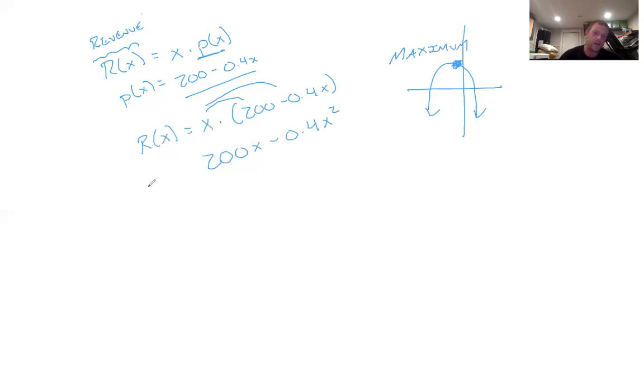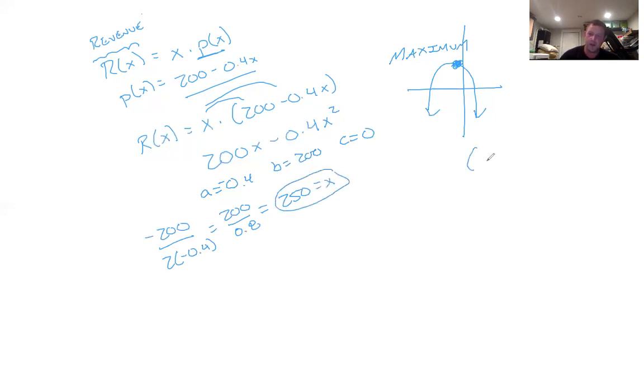So again, negative b divided by 2a. A is going to be negative 0.4. B is 200. C, nothing. So negative b, negative 200, divided by 2 times a. Negatives cross off, so it's 200 divided by 0.8. 200 divided by 0.8 is 250. That's my x. So that's part of my vertex. That's the x value. Now, that is not what they're asking for.